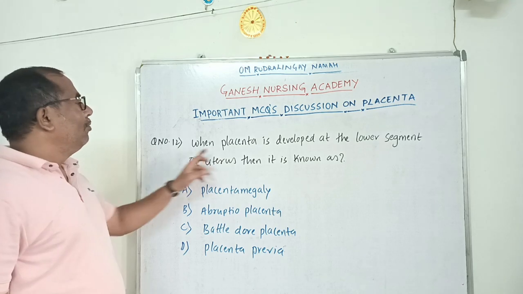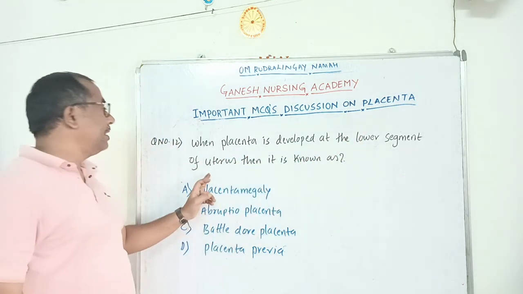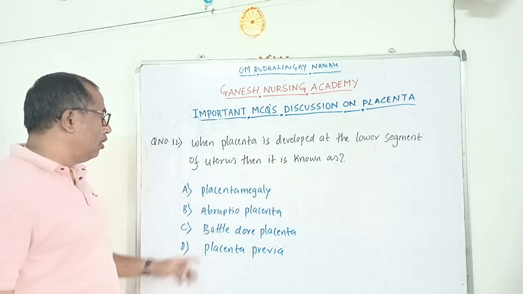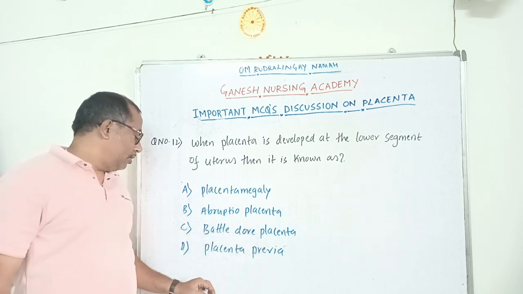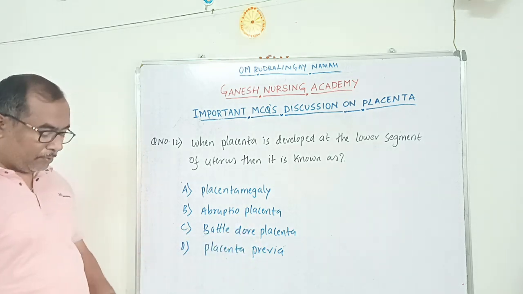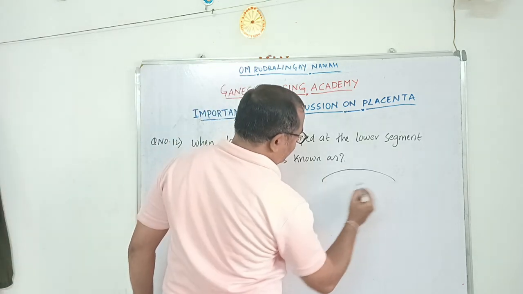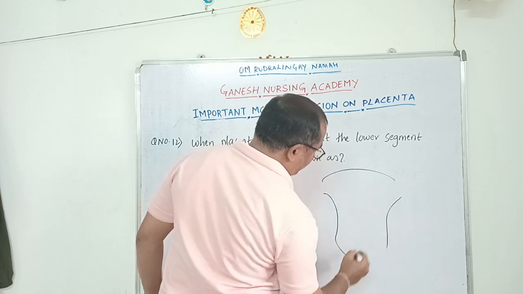Question number 12. When the placenta is developed at the lower segment of the uterus, it is known as: option A, placenta accreta; option B, abruptio placenta; option C, bilobed placenta; option D, placenta previa. So what happens here? Here, this is the uterus.